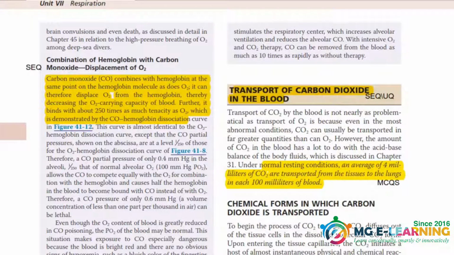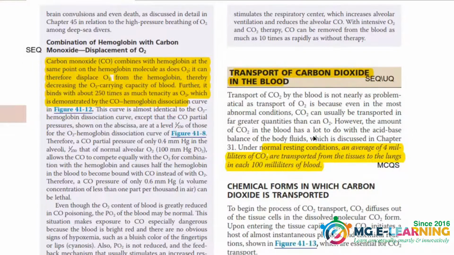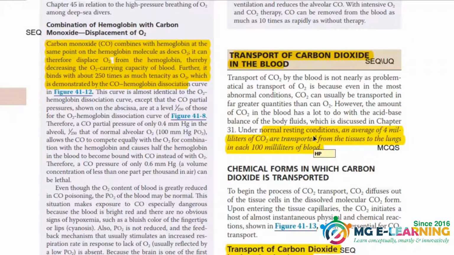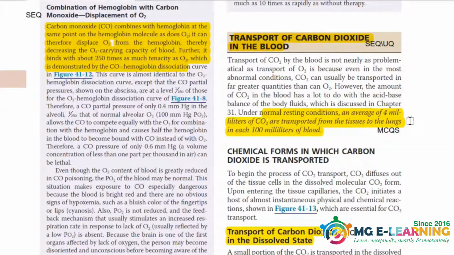Then is the combination of hemoglobin with carbon monoxide. This is also important for SCQ and for Viva questions. This is all highlighted text, important for your memorization. Then a very, very important topic of this chapter is the transport of carbon dioxide in blood. This whole topic is very important, and you have to make the important points, and I have highlighted all the important points as well. So you just have to go through the important highlighted texts.